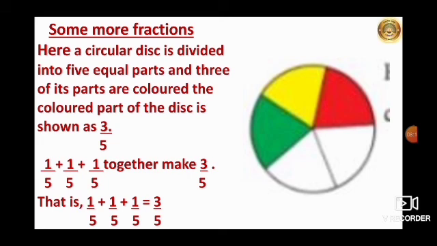5. See here. 1 upon 5 plus 1 upon 5 plus 1 upon 5 together makes 3 upon 5. That is, 1 upon 5 plus 1 upon 5 plus 1 upon 5 equals 3 upon 5. Total 5 parts are there and only 3 parts are colored. So the fraction will be 3 upon 5.